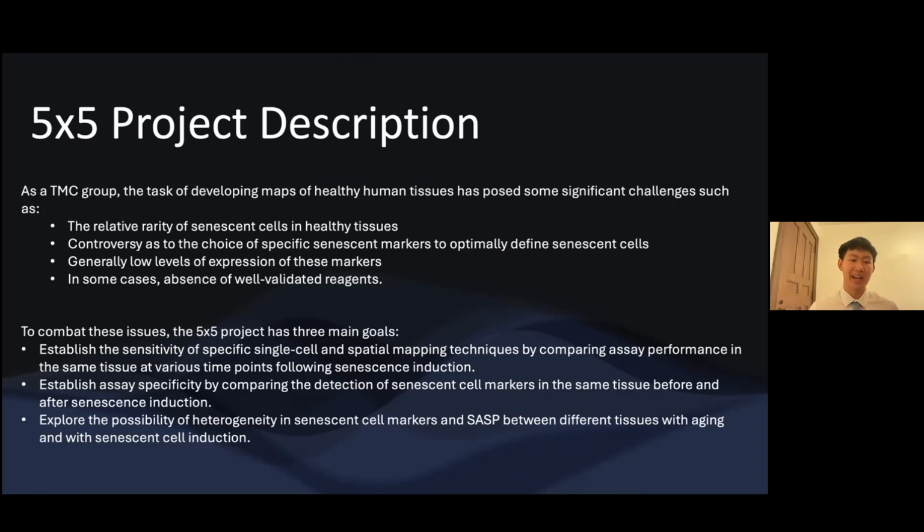Goal number two is to establish assay specificity by comparing the detection of senescent cell markers in the same tissue before and after senescence induction. So this is used to determine specificity by using the same exact test before and after you turn certain cells into senescent cells. And the third main goal is to explore the possibility of heterogeneity in senescent cell markers and SASP between different tissues with aging and with senescent cell induction. What this means is that between certain tissues, there may be different senescent cell markers or gene expression in these SASPs that could become a factor when determining which cells are senescent, if you're looking at lung or colon cells.